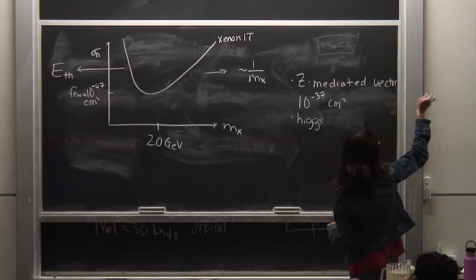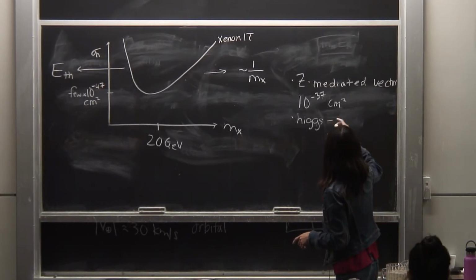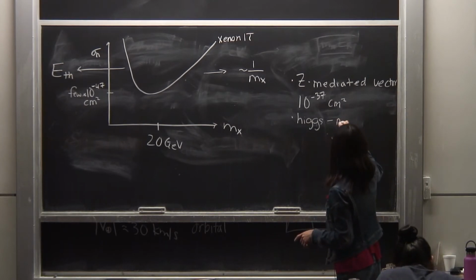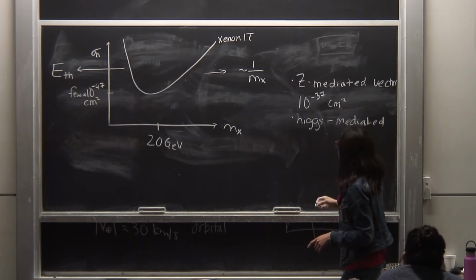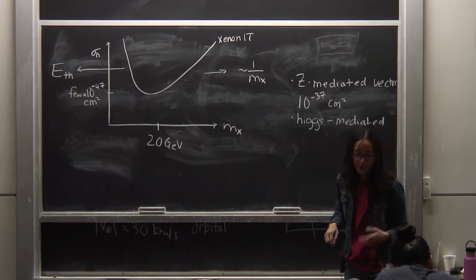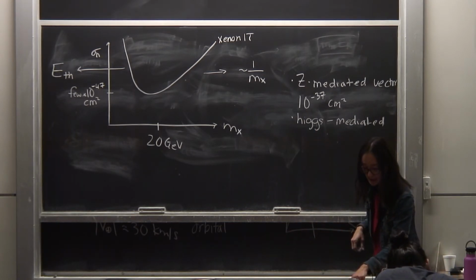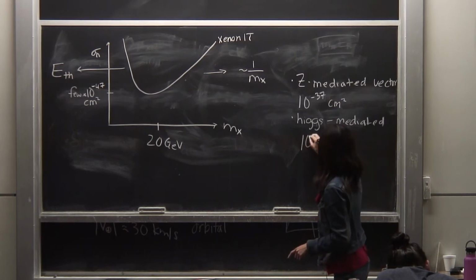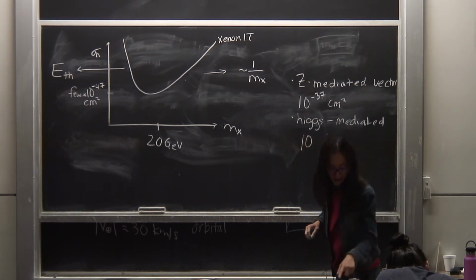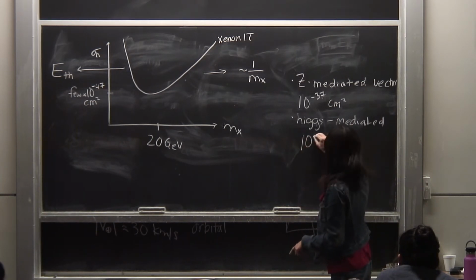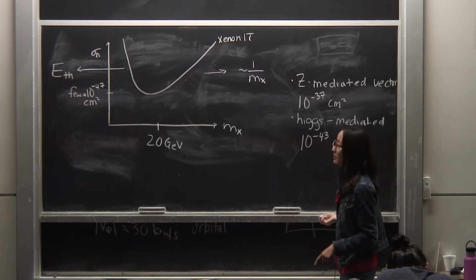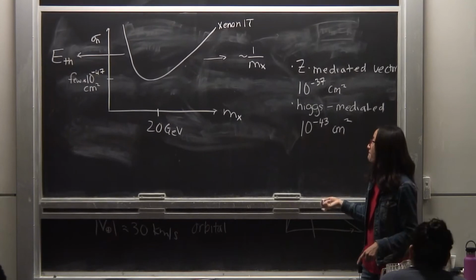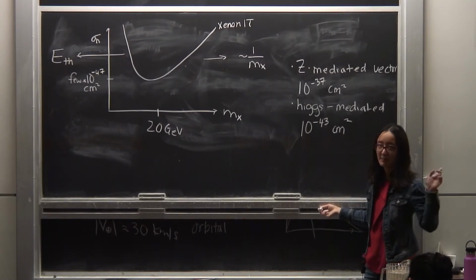Higgs mediated was the second one. It's also the third scalar operator, and it's also spin independent, and I get a suppression due to these Yukawas and so on. And just setting, again, an order 1 coupling, this is about 10 to the minus 43 centimeters squared for order 1 coupling assumed up there.